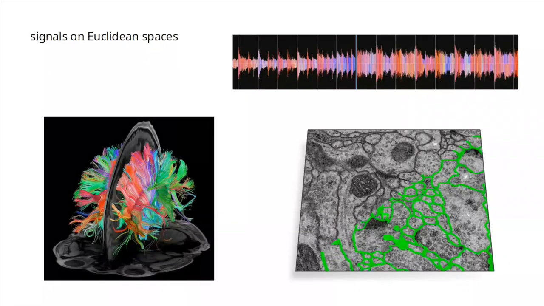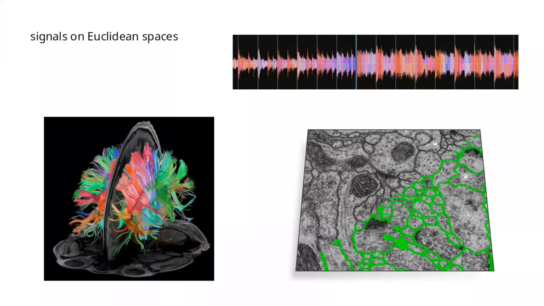Now it does. So it's a very short motivation where we could apply it. Here are some examples of feature fields, we call them, on Euclidean spaces. So for instance, in one dimension, you could have an audio signal. In two dimensions, on the bottom right, you could have some image processing. Or in three dimensions, a brain scan.